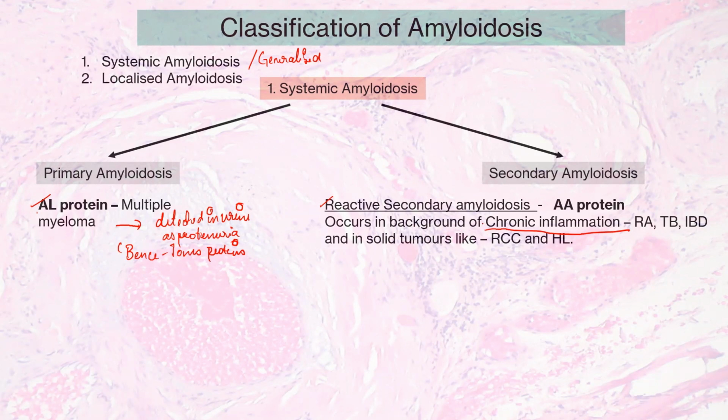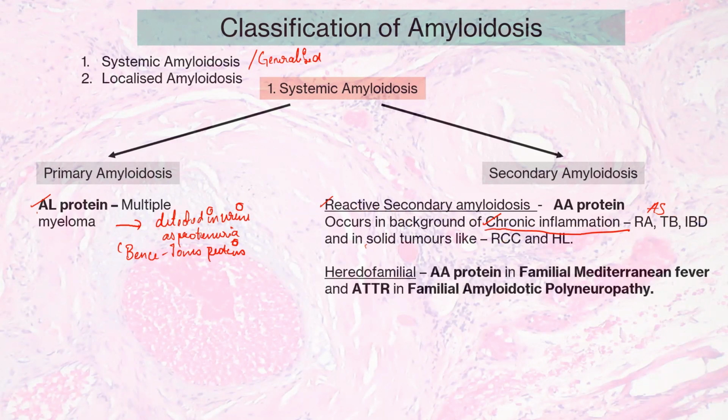So chronic inflammatory diseases, which is most commonly associated with rheumatoid arthritis and inflammatory bowel disease, can also be associated with chronic infections like TB, and also with ankylosing spondylitis. Also, this reactive secondary amyloidosis can occur in the background of solid tumors like renal cell carcinoma and Hodgkin's lymphoma.